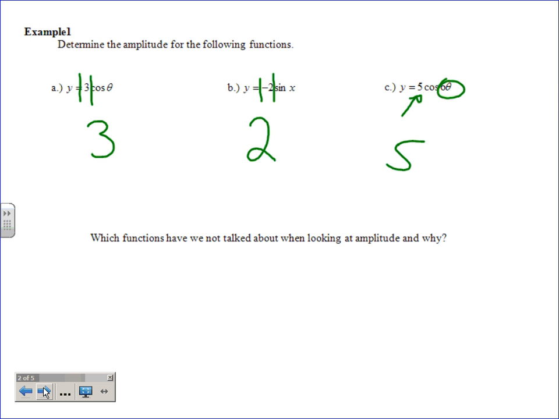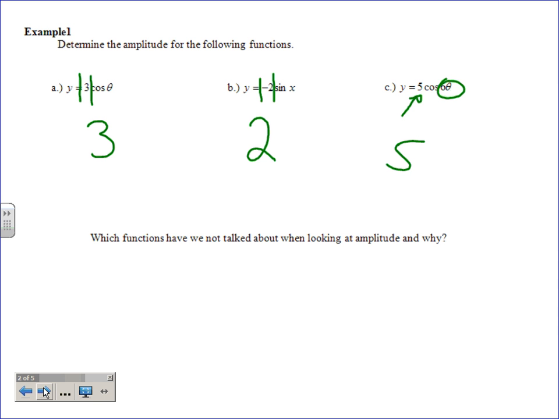So in other words, it would be quieter or not as tall. Okay. So how many trig functions do we have now? How many total? We got more than that. How many total trig functions do we know? We know 6 trig functions, right? How many have we talked about when talking about amplitude? Only 2. We only talked about sine and cosine, right?